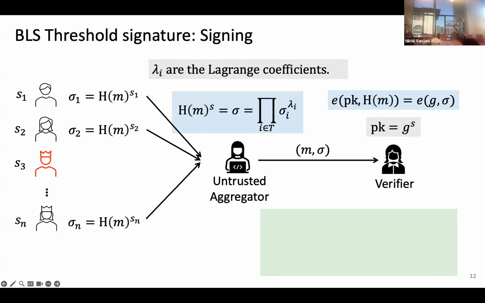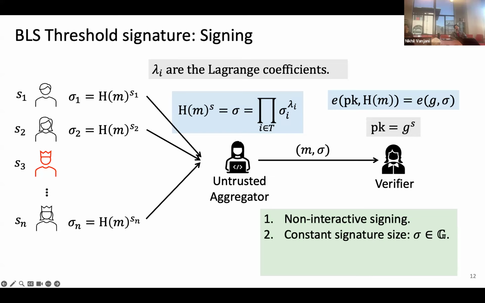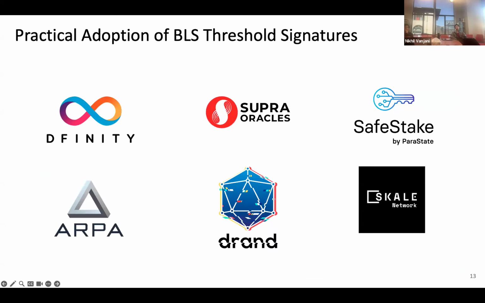Good. So this has really nice properties. This is non-interactive signing. The final signature is a constant size group element. The verification cost is also constant, only two pairings. And another really nice property is that the signatures are unique. For each message, we have a single signature once we fix the signing key. And all these properties have led to practical adoption of this scheme. There are probably many more.